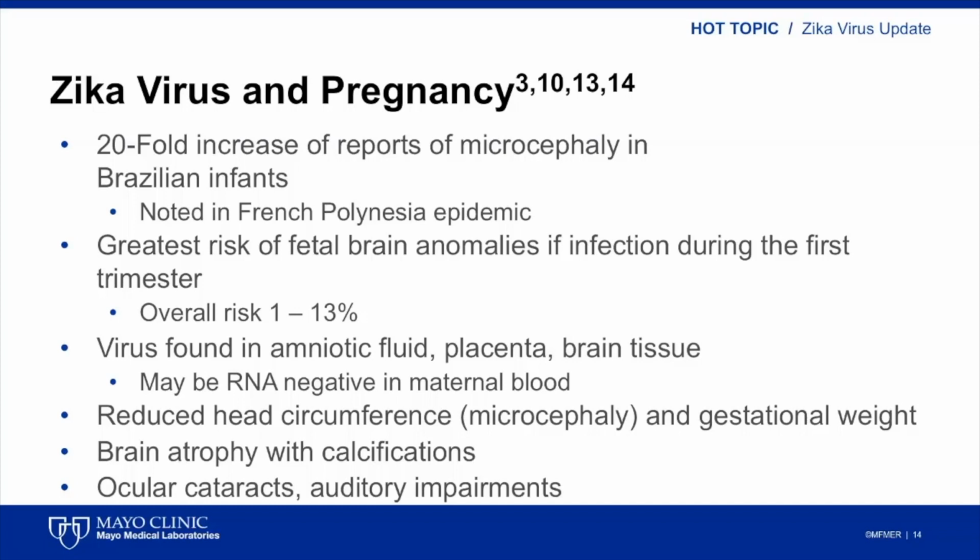The overall risk of microcephaly is estimated to be anywhere between 1 and 13%. At birth, Zika virus can be detected in amniotic fluid of microcephalic infants. However, the maternal blood may be Zika RNA negative. Congenital infection is possible in asymptomatic women. Microcephaly is associated with reduced head circumference and gestational weight, brain atrophy and calcifications, resulting in significant developmental issues and death in some cases. Ocular cataracts and auditory impairment may lead to neurodevelopmental delays.